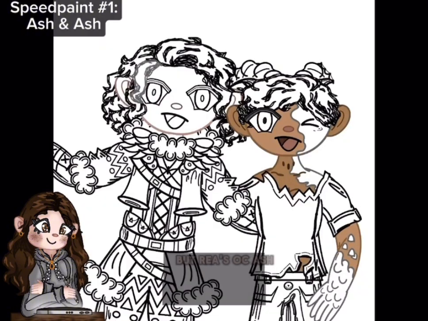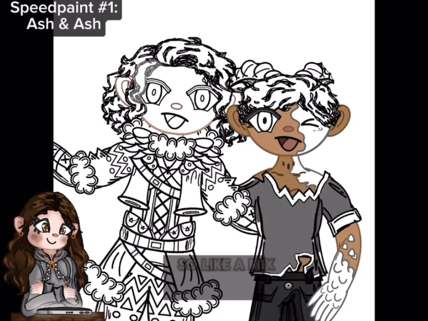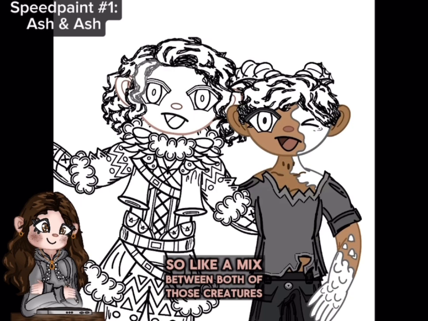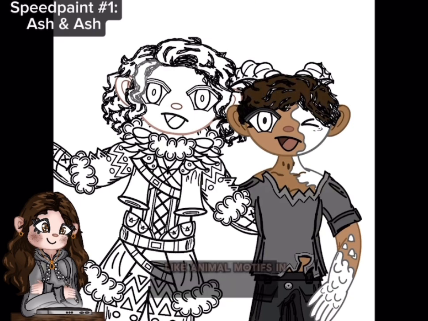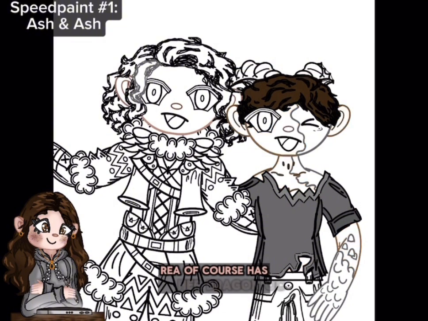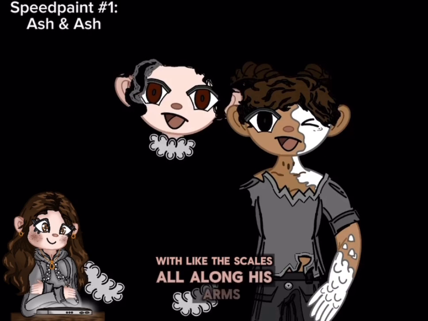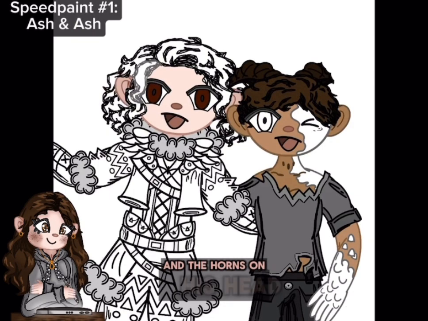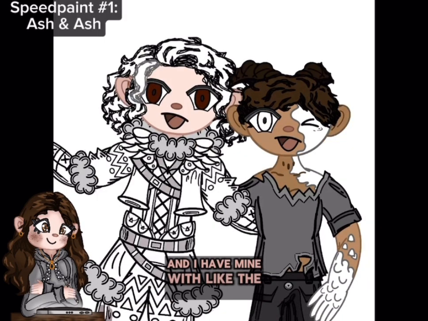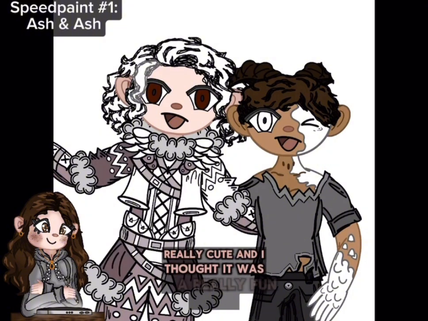But Ray's OC, Ash, is actually a dragon. I think it's a dragon-human hybrid, a mix between both of those creatures. So we both have really cool animal motifs in our designs. Ray, of course, has her dragon OC with the scales all along his arms and the horns on his head, and I have mine with the long black hair, and I like to do a silver streak. I just think it's really cute, and I thought it was a really fun detail.